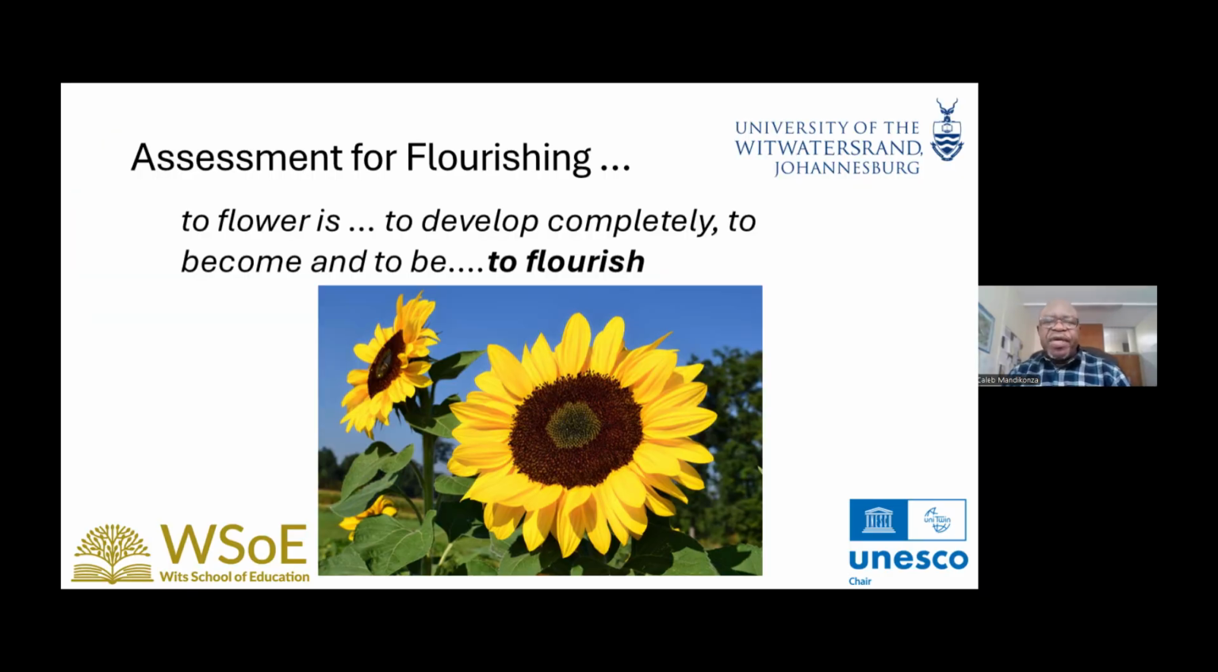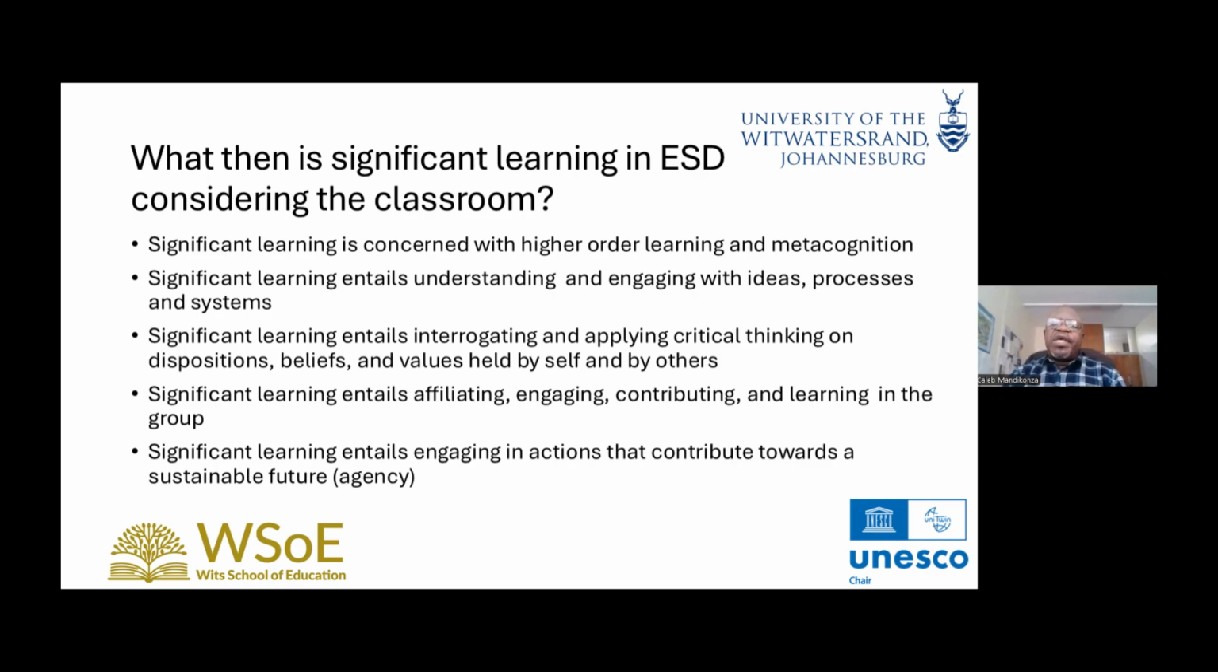assessment for significant learning. When we refer to significant learning, we consider higher order thinking, that there should be higher order learning, the metacognition. There should be deep understanding of concepts, engaging with ideas, processes, and systems. There should be interrogation and applying critical thinking on dispositions, beliefs, values held by the self and others. There should be a process of affiliating to certain ideas, engaging, contributing, and learning in the group, relating to others in a group. And it should also entail engaging in actions that contribute towards a sustainable future, which means the agency. And in these, we can actually tease out or regroup them into the three domains for ESD.